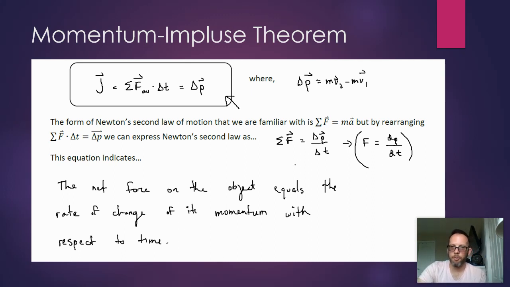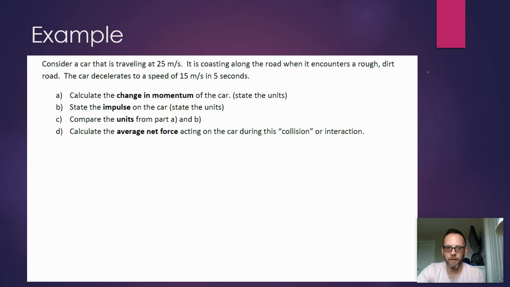And again, I think we'd all agree, if something's momentum is changing over time, its velocity is changing over time, which means it's accelerating, which means it is experiencing a net unbalanced force. And this equation here, and also the different version for impulse, kind of quantifies that. So pretty cool. We're going to look at a couple of examples now.